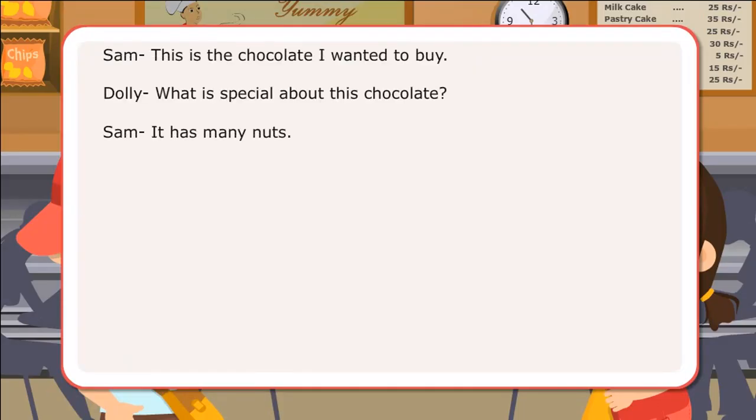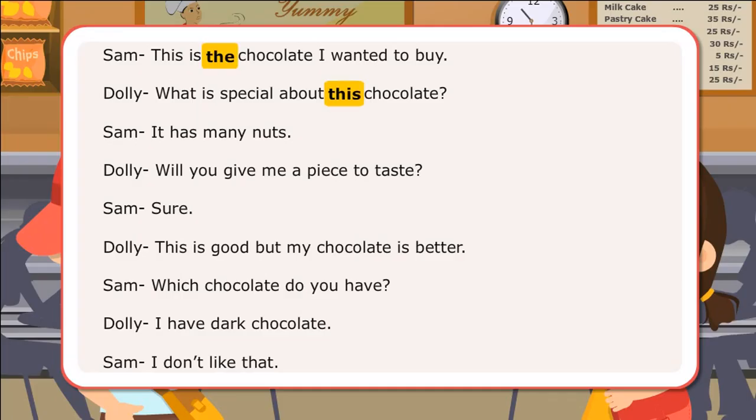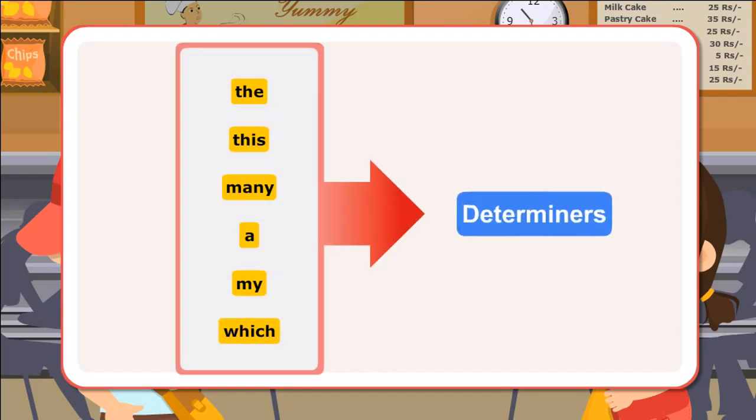In the dialogues, Sam and Dolly have used words that give specific meaning to the nouns that follow and also give more details about them. The words the, this, many, a, my, which are examples of determiners.